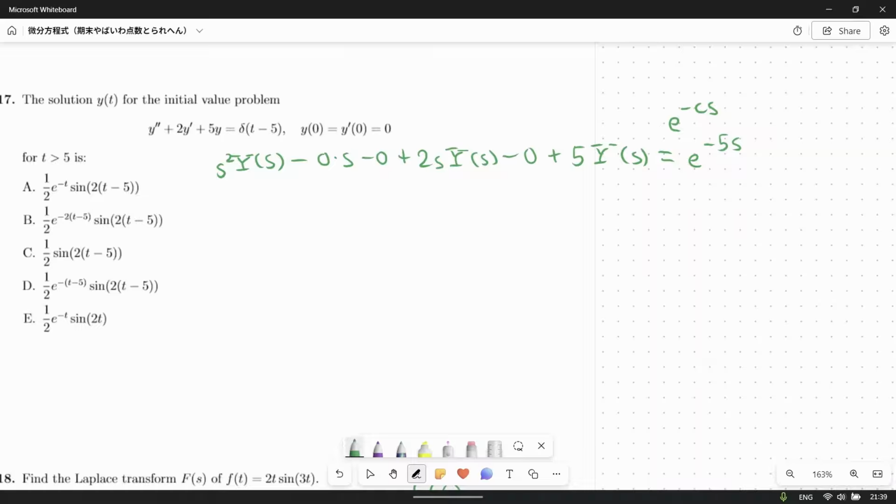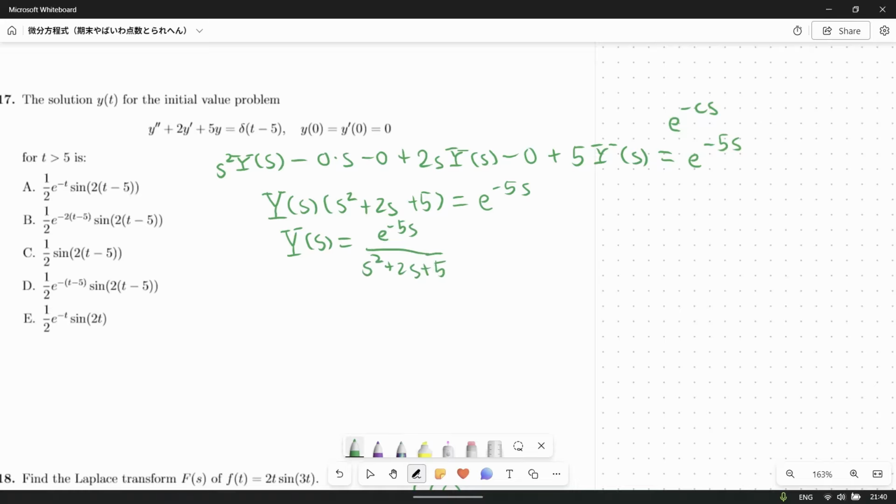And then we can simplify this a little bit because we have a lot of zeros, because the next thing we want to do is isolate this capital Y of s so that we can take a Laplace inverse that will give us a solution. So after simplifying things down a little bit, you should end up with capital Y of s times s squared plus 2s plus 5 is equal to e to the negative 5s. And then since we want to isolate Y of s, you'll ultimately end up with the fraction Y of s is equal to e to the negative 5s over s squared plus 2s plus 5.